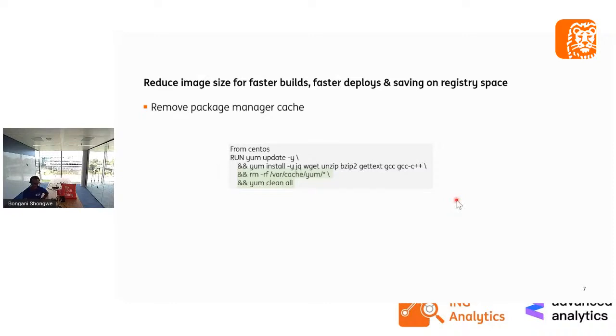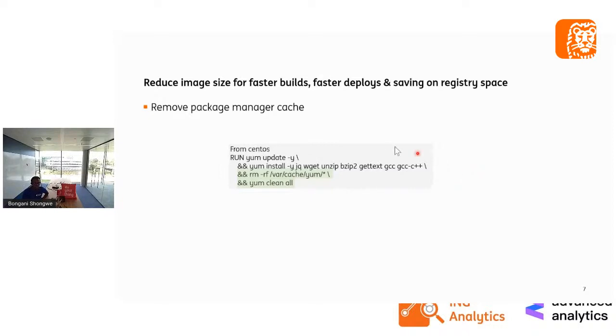Remove any package manager cache. When you do an install, make sure you clear your package manager cache, because this will otherwise remain there through the life of your Docker image. So it's good enough to remove it there.